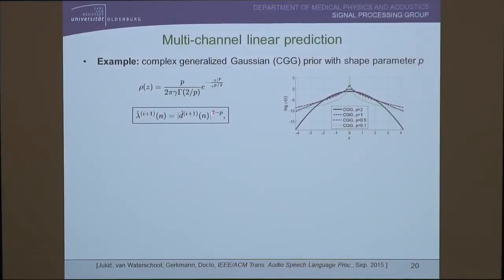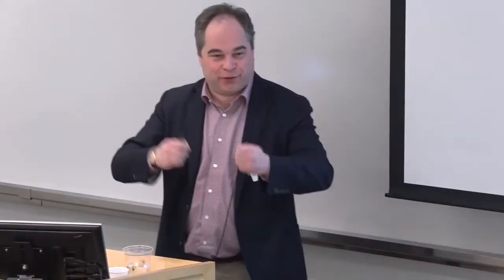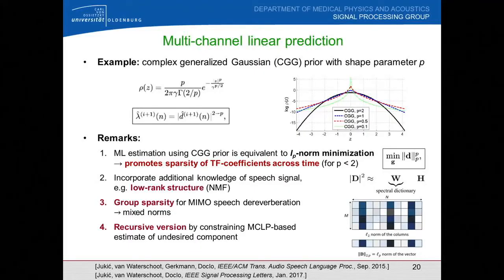It turns out, and that was a nice thing which of course we didn't know in advance, that if you plug in this CGG prior, then for this estimate of the variance, it was just the estimate of the desired signal in some iteration to the power 2 minus p. In the original approach p was just 0, so it was just to the power 2, and in our approach it's to the power 2 minus p, which is a very easy generalization of this original approach.